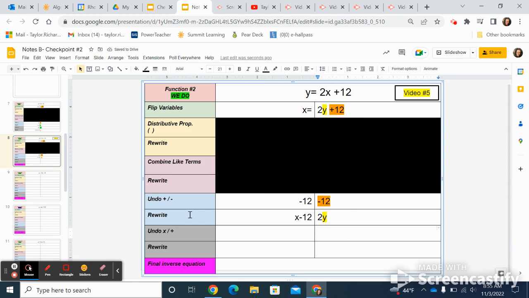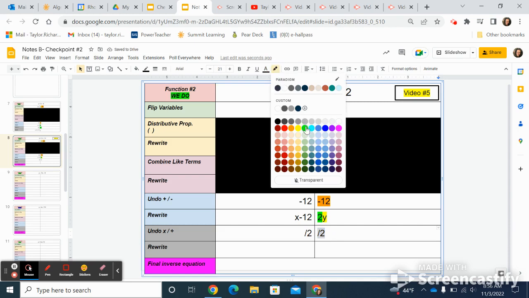So let's read my next step. Undo multiplication or division. Remember what I said. These are being multiplied together, 2 times y. To undo them, we're going to have to divide. So I'm going to divide by 2, and I have to do it on both sides. Divide by 2. So when I do that, my 2 out front being divided by 2, those cancel out.